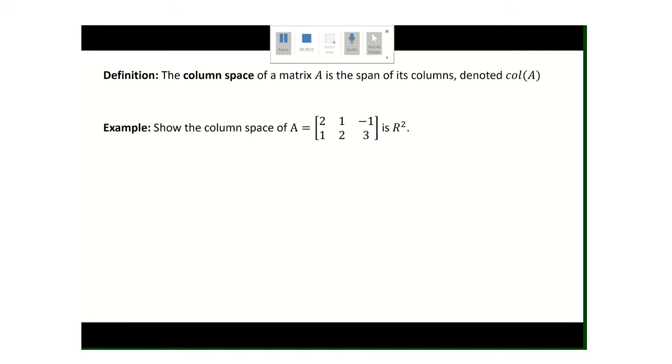Here's another space. A column space. The span of the columns of a matrix is called the column space of A. We call it col of A. So here's an example. Show that the column space of this is R2. Well, this is my same matrix: 2, 1, 1, 2, minus 1, 3. And I just saw that when I row reduce this, I get 1, 0, minus 5 over 3, 0, 1, 7 over 3.